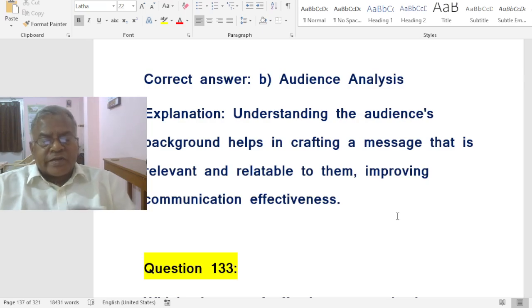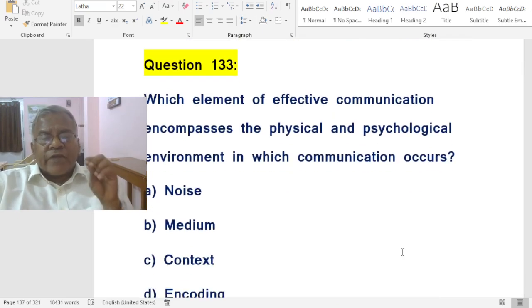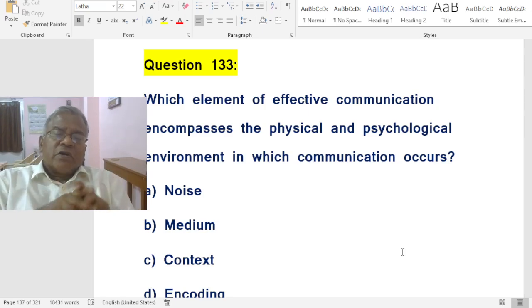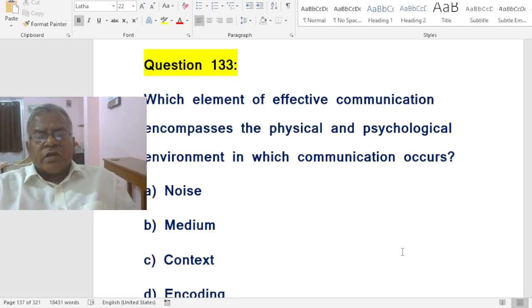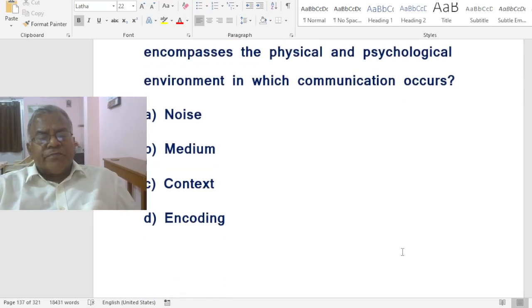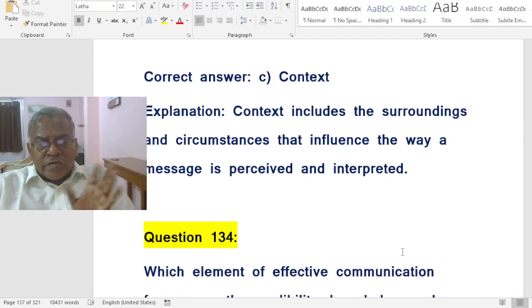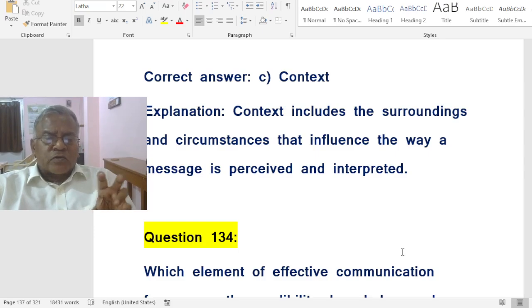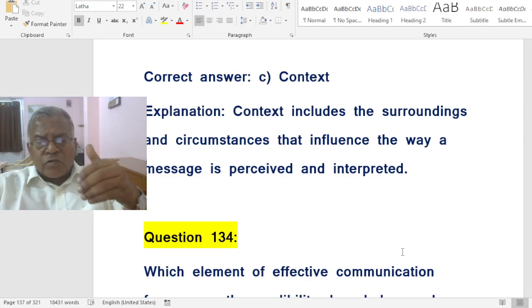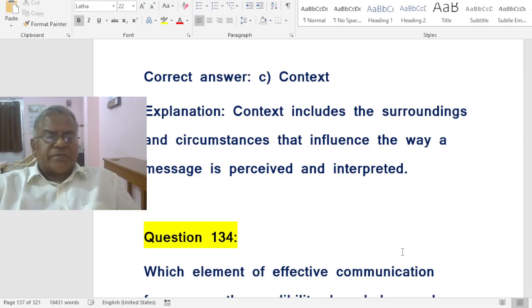Which element of effective communication encompasses the physical and psychological environment in which communication occurs? A. Noise, B. Medium, C. Context, D. Encoding. That is context. Context includes the surroundings and circumstances that influence the way a message is perceived and interpreted. I hope you understood this.